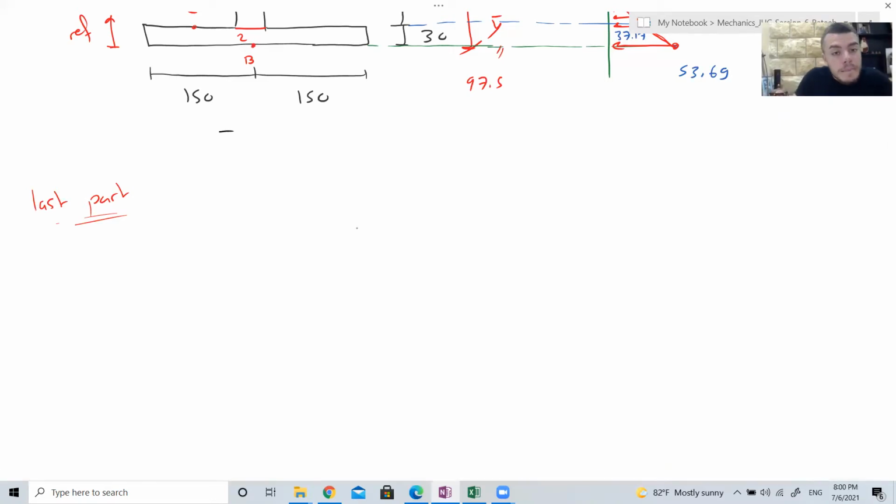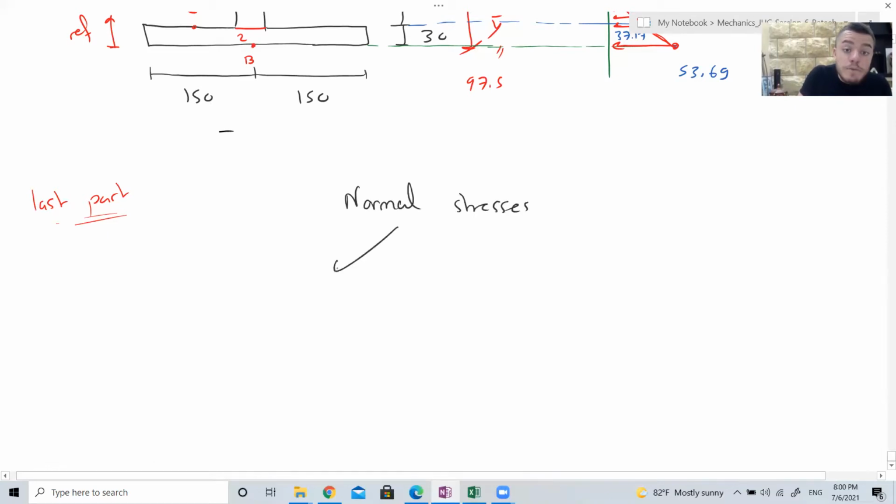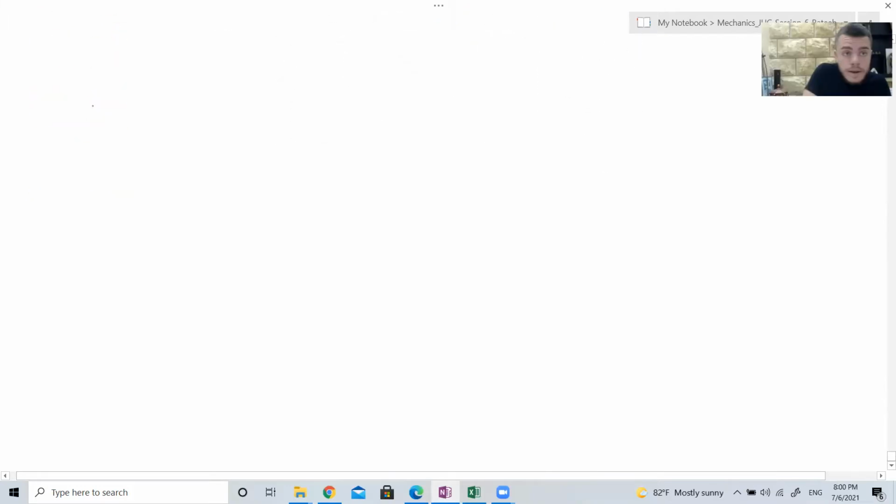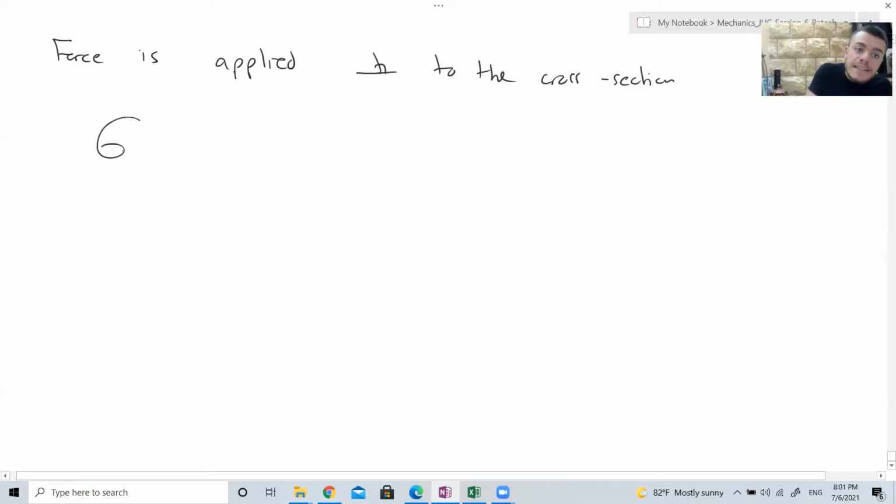We said about the normal stresses, what affects the normal stresses? Force and moment. Here a force is applied perpendicular to the cross section. So if you need to find sigma at A, it's going to be sigma force plus sigma moment.